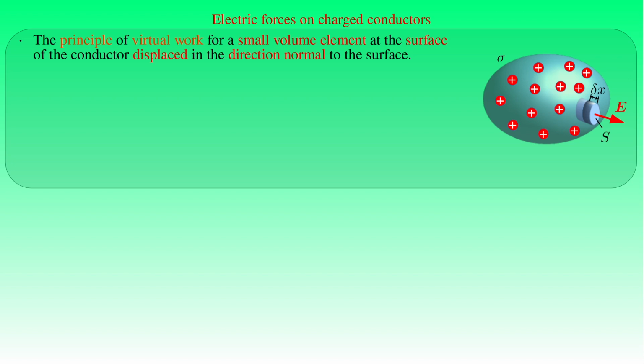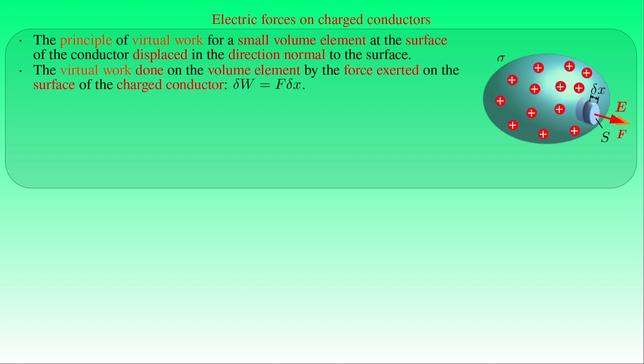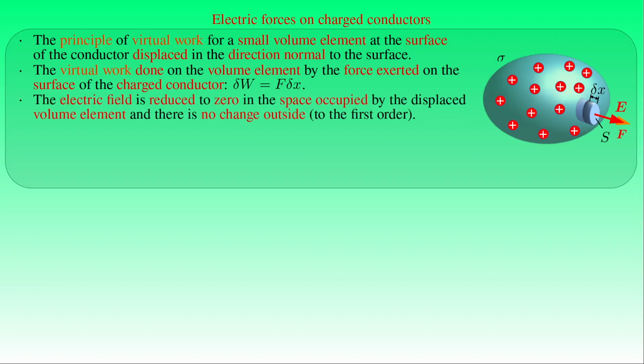The virtual work delta W done on the charged volume element when it is displaced by the force F on the surface of the conductor is equal to the magnitude of the force F times the displacement delta x, since the electric field representing the force is parallel with the displacement at the surface of the conductor. As the result of the virtual displacement, the electric field is reduced to zero in the space occupied by the displaced volume element of the conductor with vanishing electric field inside, but there is no other change in the field outside the volume element, at least to the first order.